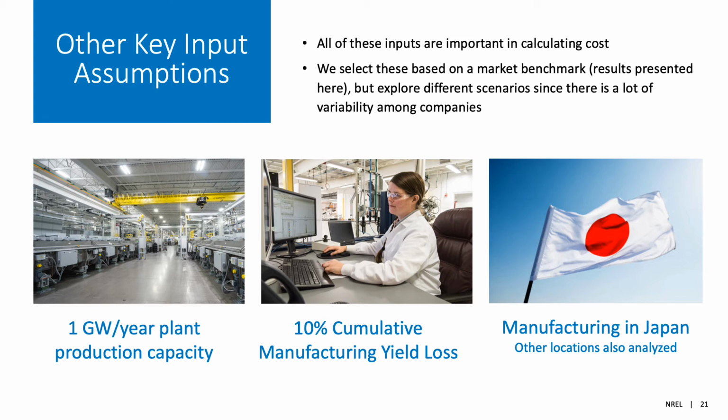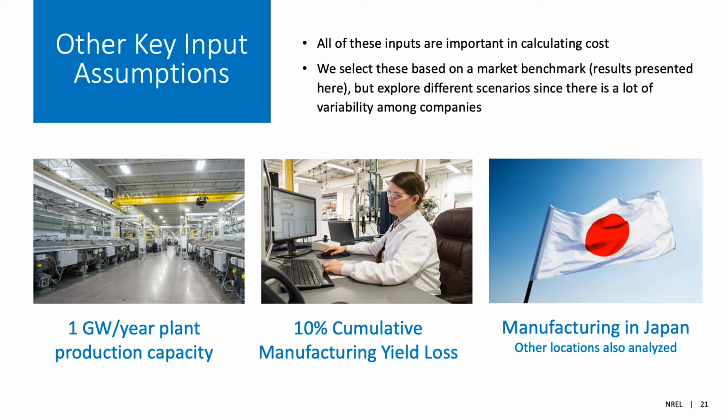So finally, I'll walk you through the other key input assumptions we made in our model. All of these inputs are really important in calculating costs. So if you're setting up your own model, it's important to carefully select each of these values and think about why you're selecting them. We do this based on market benchmarks. So where we think that the leading companies are in terms of their capacity, yield loss, and where they're manufacturing.